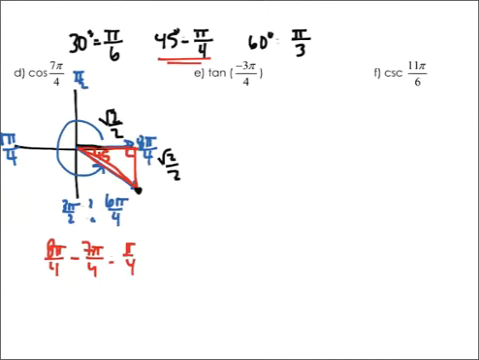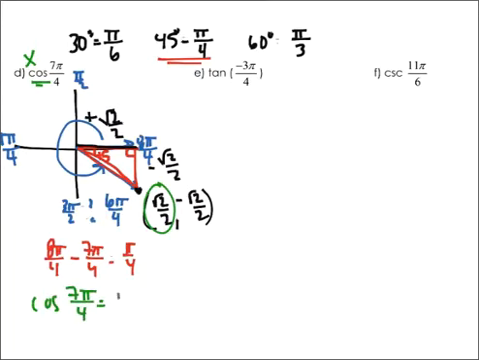From the origin, you go to the right, so that's a positive x value. And then for the y value, we're going down, so the y value is negative radical 2 over 2. Cosine means the x value. There's my answer. Cosine of 7 pi over 4 is radical 2 over 2. Let's try another one.